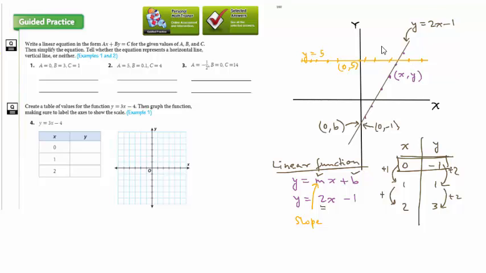Similarly, imagine now that you have a straight line that's parallel to the y-axis.